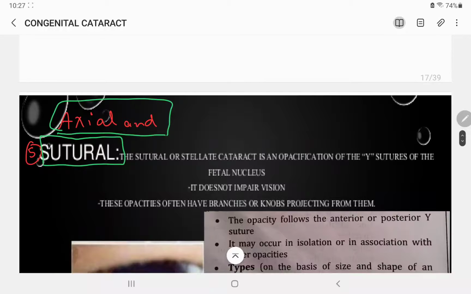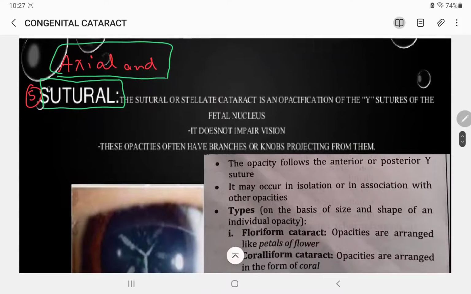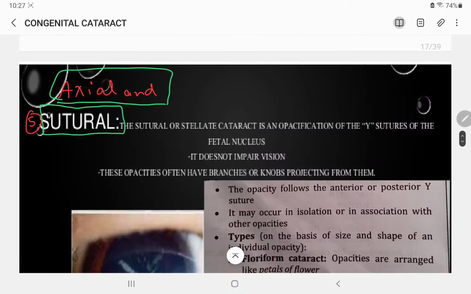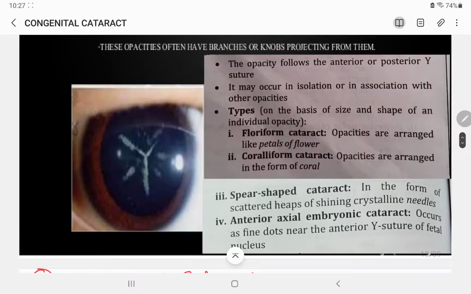Now let's study another type of developmental cataract, that is axial and sutural cataract. We can identify here that the opacity is Y-shaped. The opacities follow the anterior or posterior Y suture. It may occur in isolation or in association with other opacities, like single cases, and also with other types of opacities.